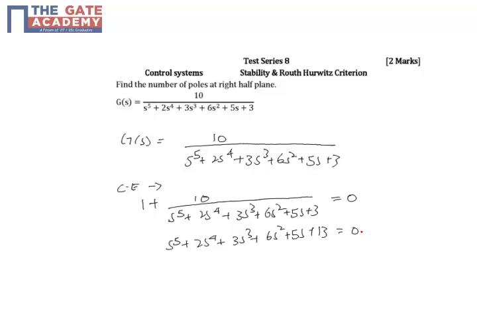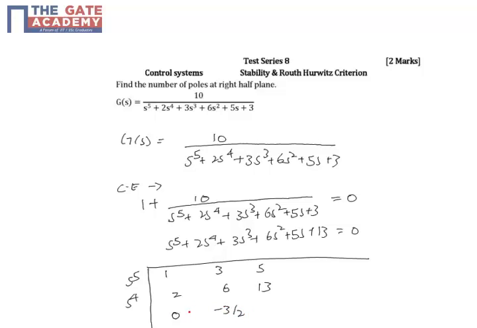Now we have the characteristic equation, and we have to construct the Routh-Hurwitz table. Here 1 is the coefficient of s^5, 3 is the coefficient of s^3, and 5 is the coefficient of s. Similarly, 2 is the coefficient of s^4, 6 the coefficient of s^2, and 13 is the constant. Now (2 times 3 minus 6) by 2 is 0. Similarly here it is minus 3 by 2.